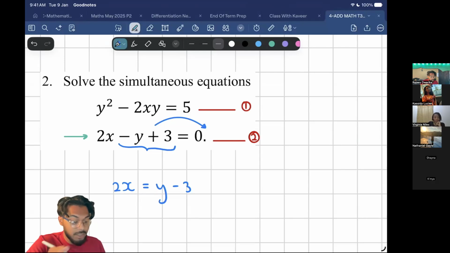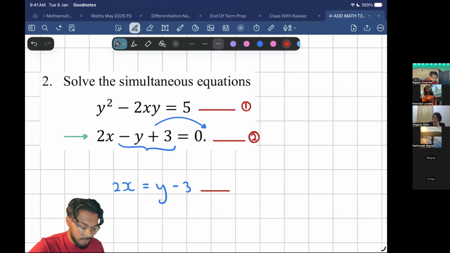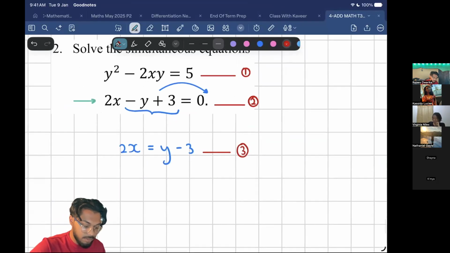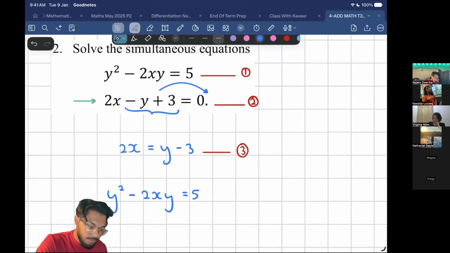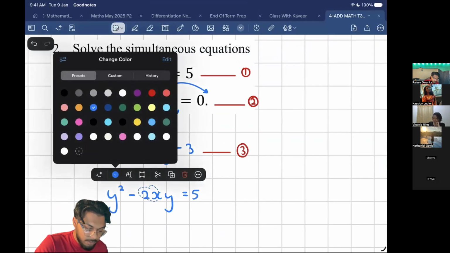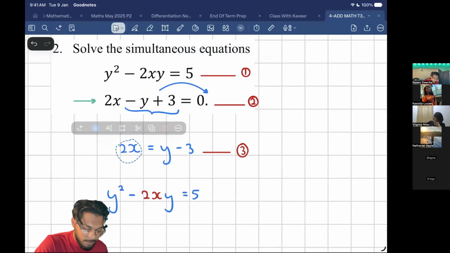Actually, you can make a direct substitution, you know. Like right now, you can make a direct substitution. Do you check? Yeah, so well, to the equation, we should have y squared minus 2xy is equal to 5, and then y squared minus (y minus 3)y is equal to 5.